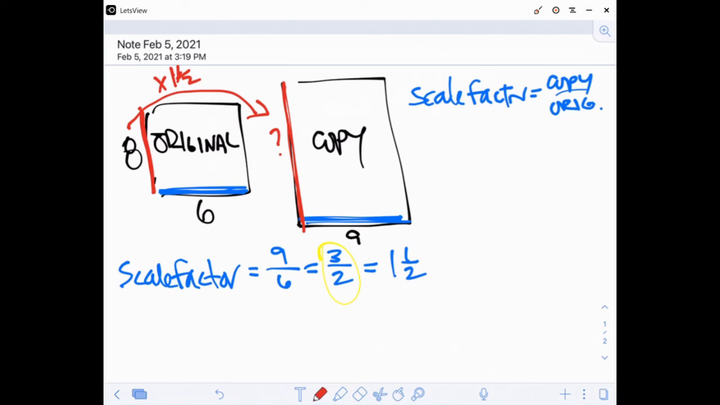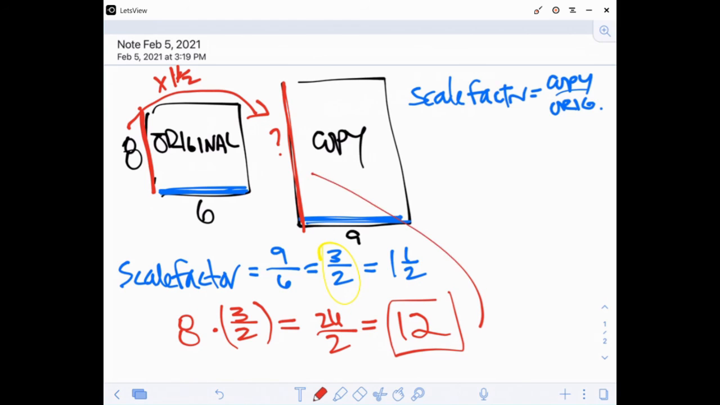So we can just multiply 8 times 1.5, or in this case, I'm just going to say 3 halves. Okay. I'm going to end up with 24 halves, which is equivalent to 12. So my red question mark is equivalent to 12 units. That side is equivalent to 12, which is 1.5 times the original side, which was 8. All right, so we found the scale factor. It was 3 halves, and that question mark side of the copy is equal to 12.